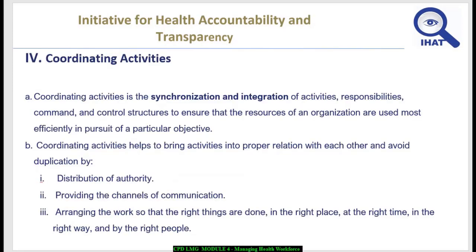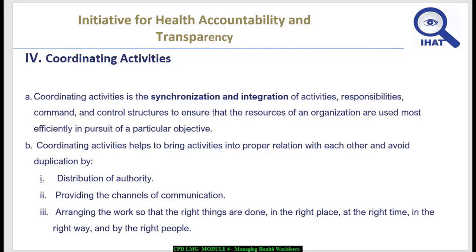Let us look at coordinating activities. Coordinating activities means the synchronization and integration of activities, responsibilities, and control structures to ensure that the resources of an organization are used most efficiently in pursuit of a particular objective. Coordinating activities helps to bring activities into proper alignment or relation with each other and avoid duplication.